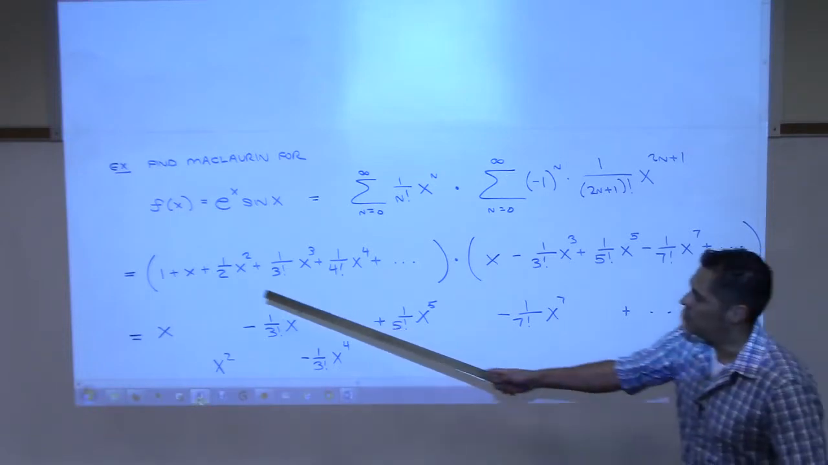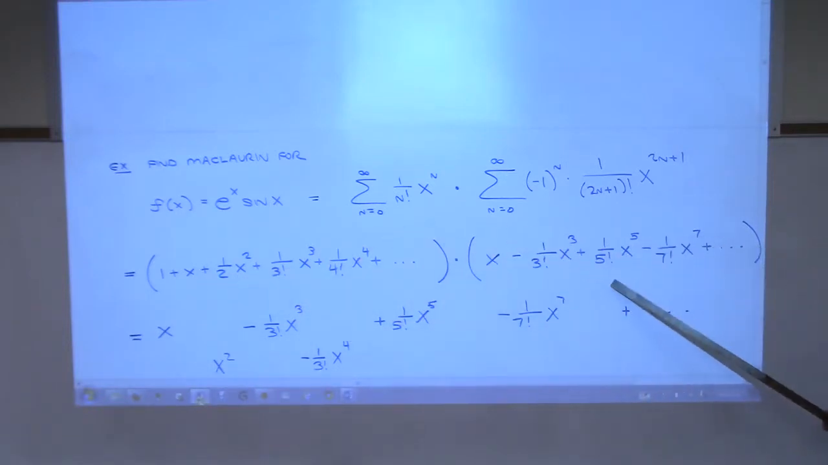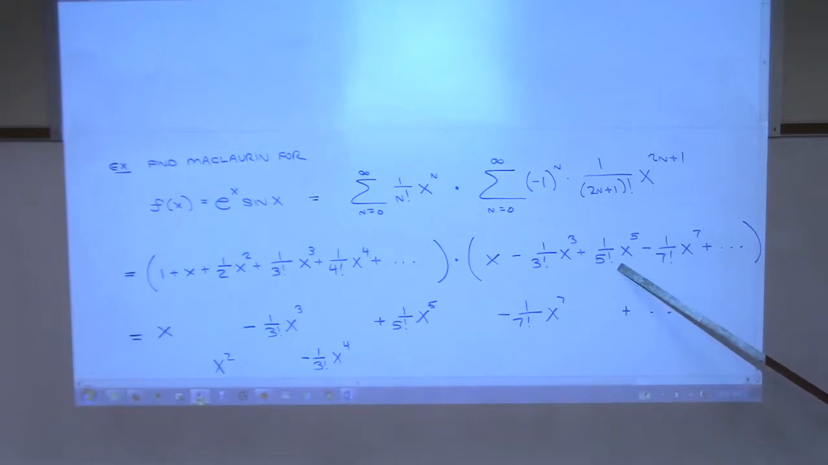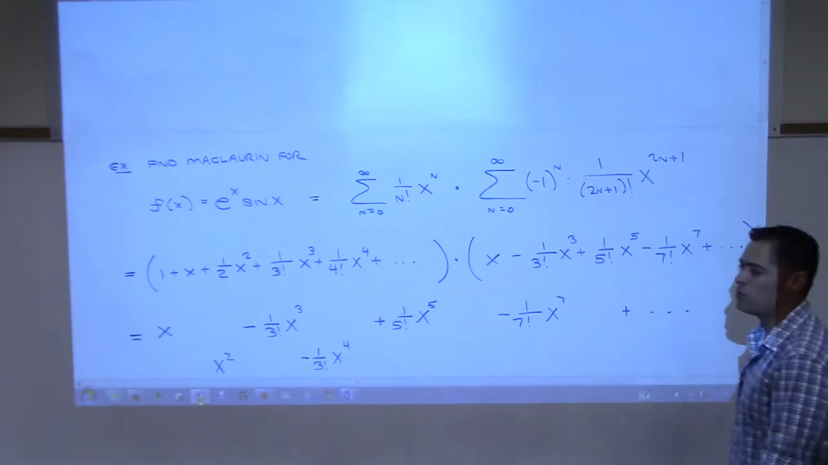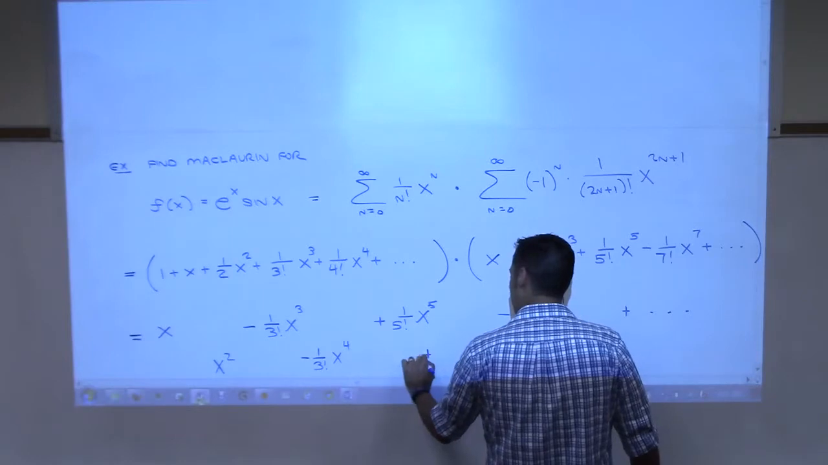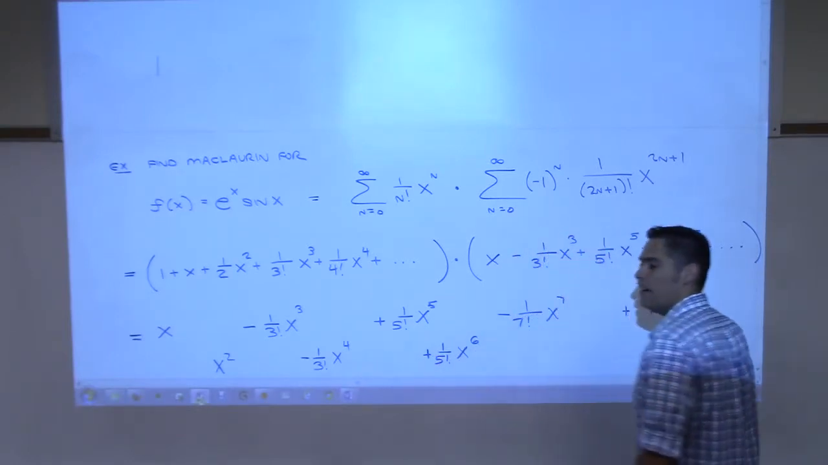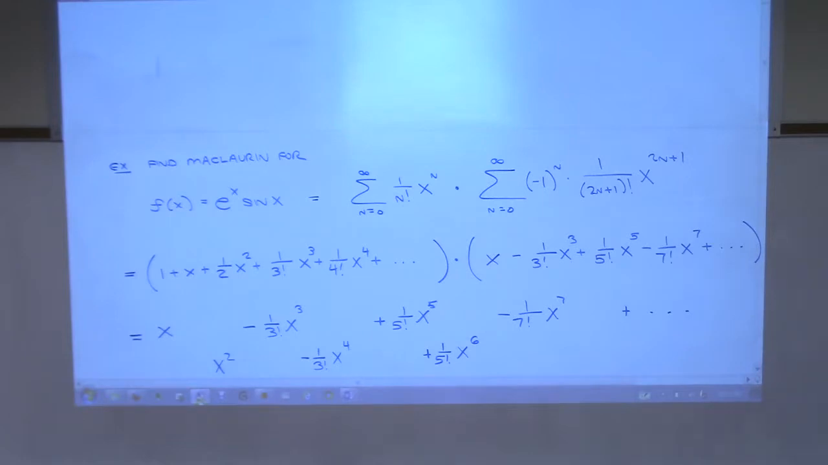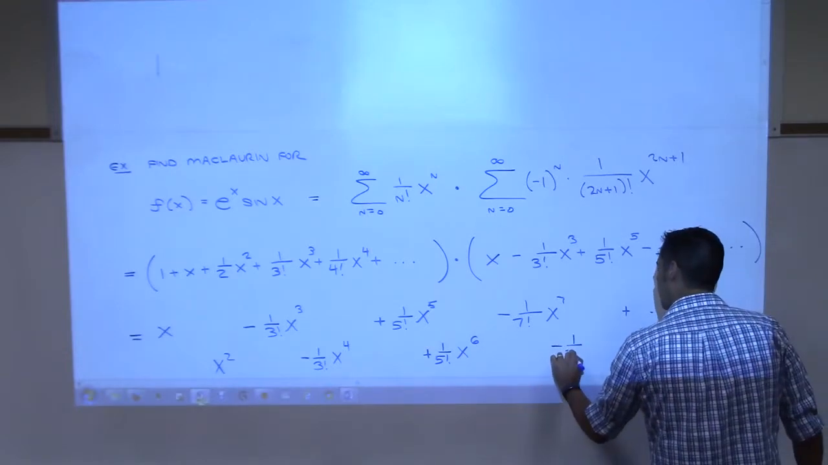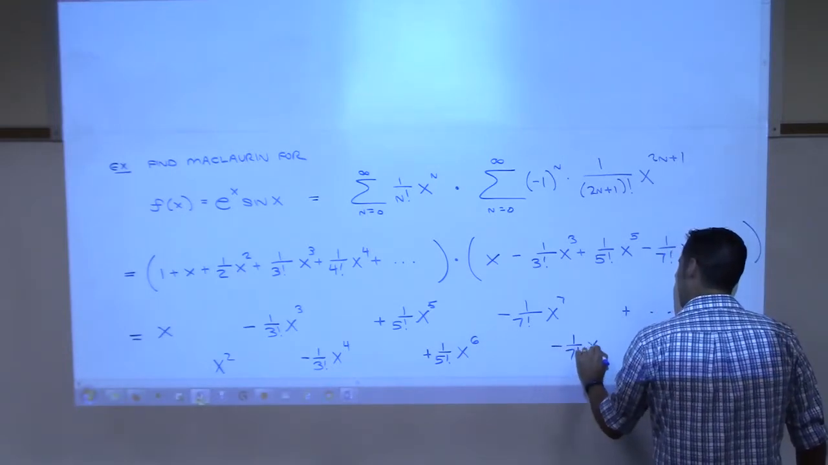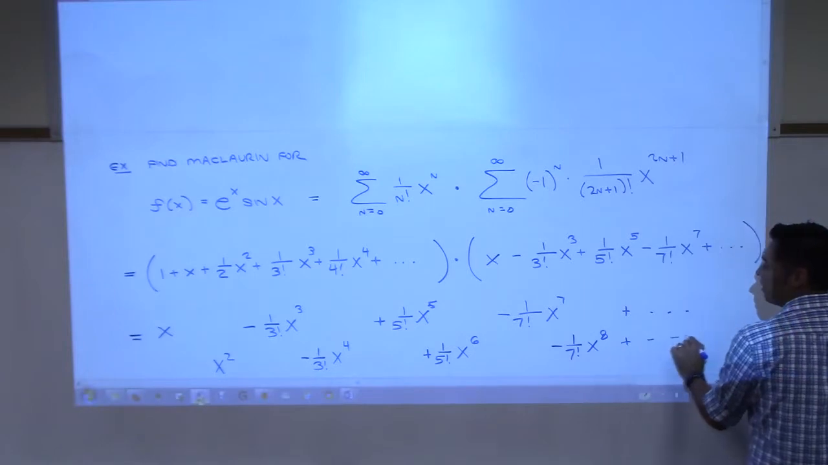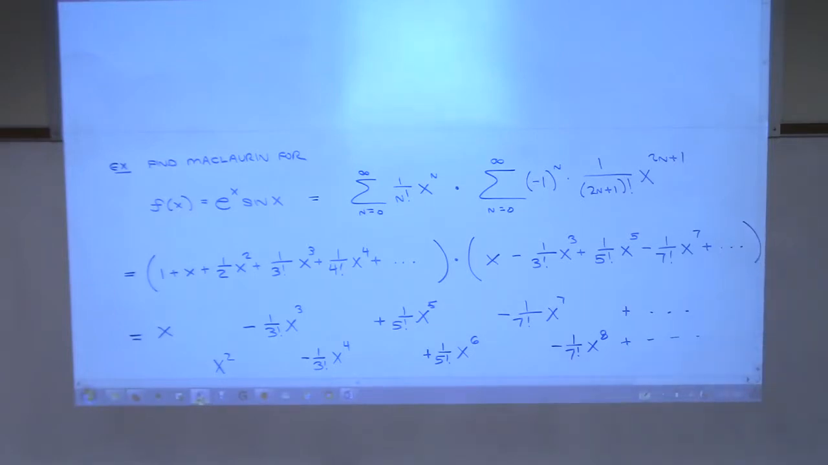What's the next one? x times this one? So plus 1 over 5 factorial x to the 6th, right? You all following this? Let's do one more. Times this. Minus 1 over 7 factorial x to the 8th, and it keeps going. Dot, dot, dot. Yes? Okay. So I've done the first two.